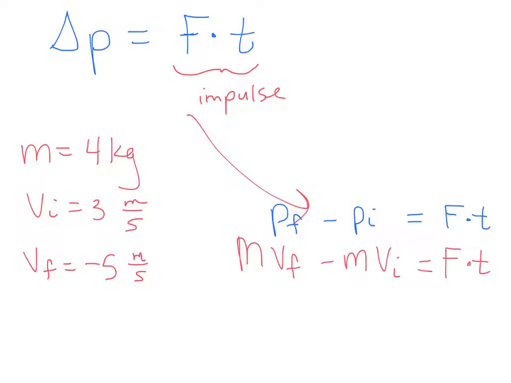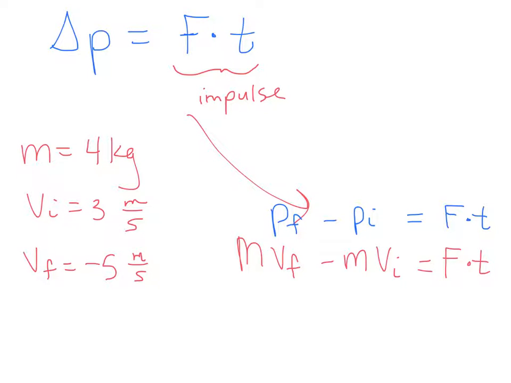Now, let's say a problem gave you the momentum before the collision and the momentum after. If it gave you the momentum, that means you're given these two values. You're not given the mass or the velocity. Say it said the momentum is 25 kilogram meters per second before the collision, and after the collision, it's negative 12 kilogram meters per second. Those values would go in right here for PF and PI, for momentum initial and momentum final.